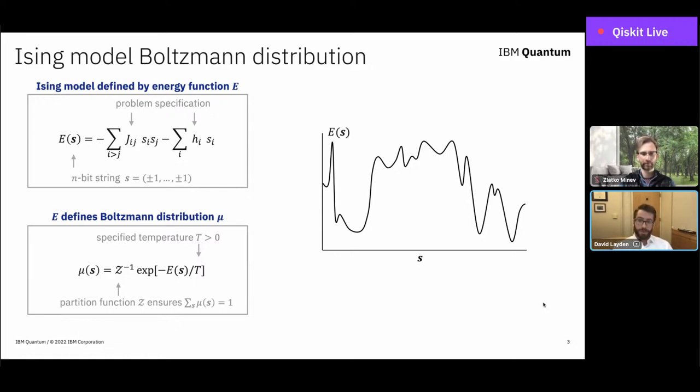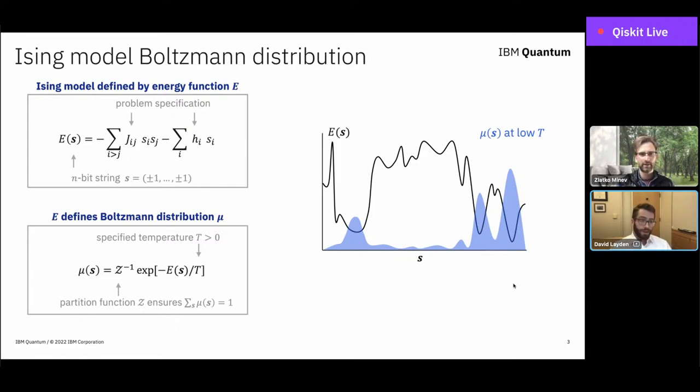So what does this Boltzmann distribution look like? Well, in the limit of very low temperature, it assigns 100% probability to the ground state. In other words, the n-bit string that has the lowest value of the energy. In the opposite limit of very high temperatures, it instead tends towards the uniform distribution. In other words, it assigns the same probability to every n-bit string. The hard regime that we're going to be interested in is the one that's somewhere between these two, where the Boltzmann distribution assigns substantial probability, not just to the ground state, but rather to several low energy states that can be far apart from each other in this energy landscape.